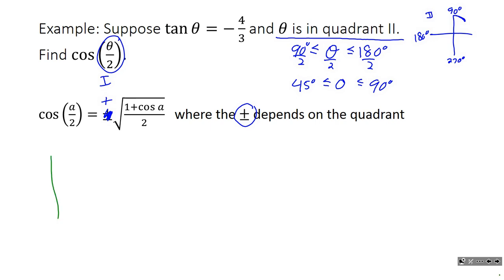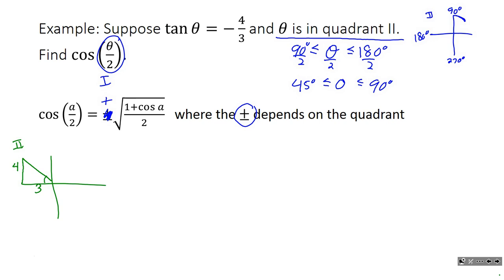A little sketch is going to help here. Theta's in quadrant 2. The original theta is in quadrant 2. And so let's draw it in quadrant 2. Make a right triangle. Looking at this angle here, we are told that the tangent equals -4 over 3. Tangent is opposite over adjacent. So the opposite has to be 4, and the adjacent has to be 3.